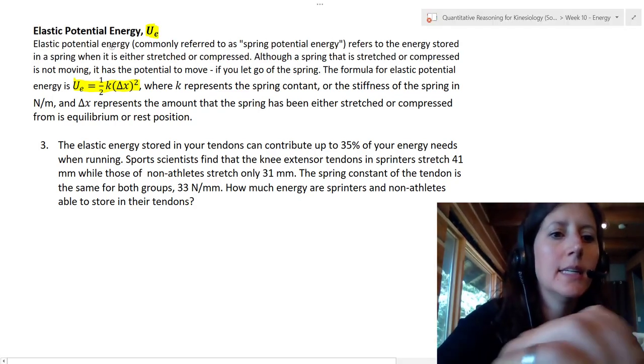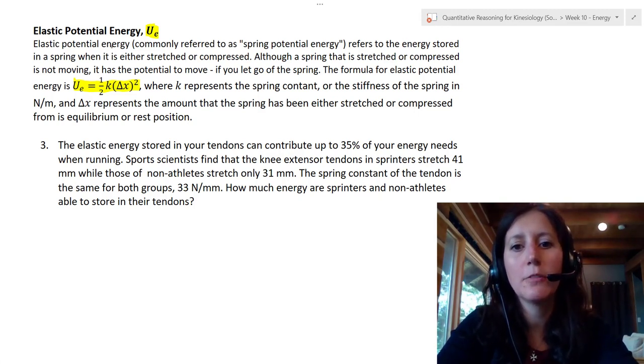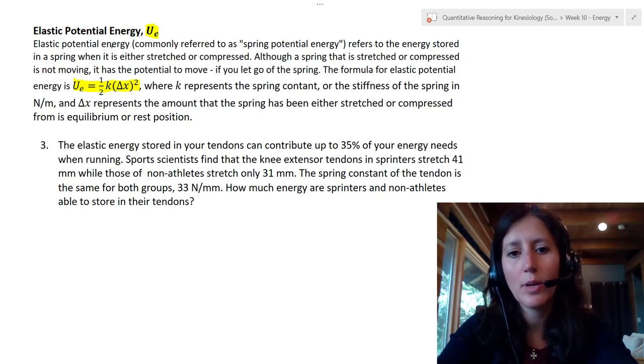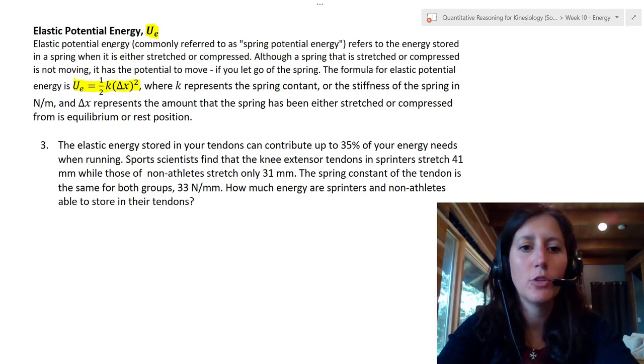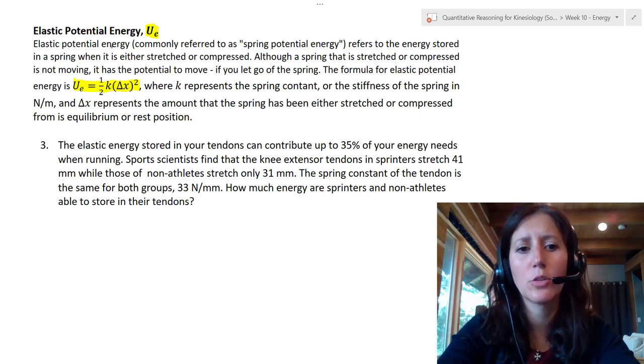With question 3, it tells us that the elastic energy stored in your tendons can contribute up to 35% of your energy needs when you're running. So your tendons is where a lot of the energy is stored when you're running. Sports scientists have found that your knee extensor tendons in sprinters stretch 41 millimeters, while for non-athletes, they only stretch 31 millimeters. The spring constant of the tendon is 33 newtons per millimeter for both groups. So how much energy are sprinters and how much energy are non-athletes able to store in their tendons?